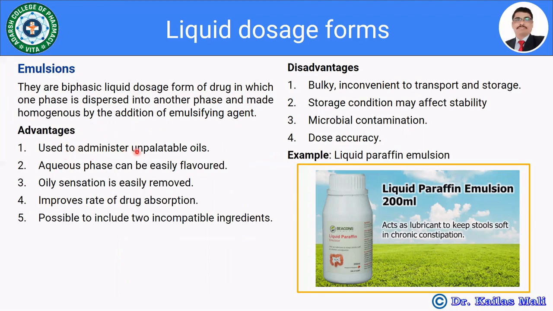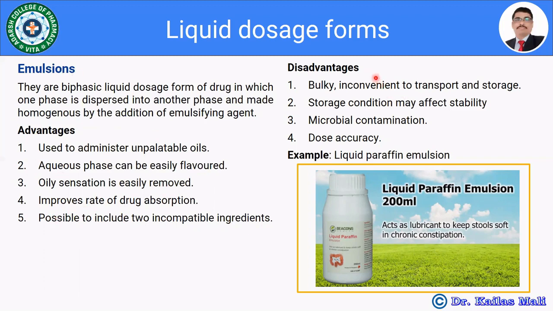Emulsions are used to administer unpalatable oils. The aqueous phase can be easily flavored in the case of emulsions. Oily sensation is easily removed. It improves the rate of drug absorption and it is possible to include two incompatible ingredients. So these are some advantages of the emulsions.